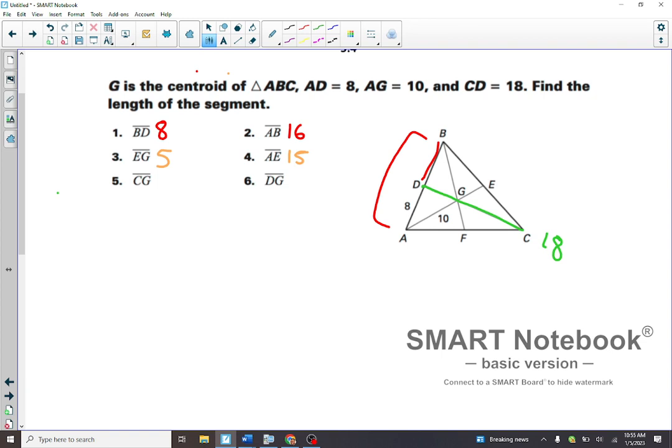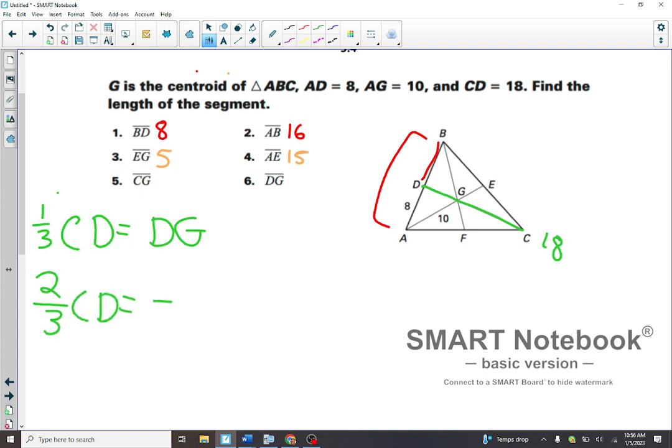So CD, the whole thing, is 18. As a reminder, this is how the rules work for a centroid. The whole line is CD, and the small part, DG, is going to be 1/3 of CD, while the bigger part is 2/3. That would be GC in this case. The bigger part is always hitting the angle. The smaller part always hits the side.